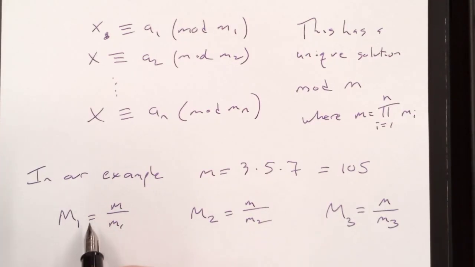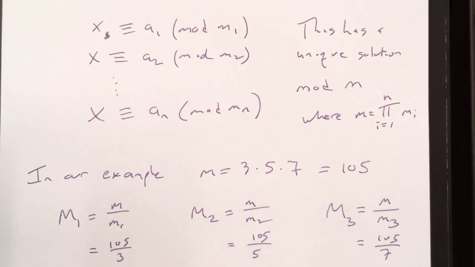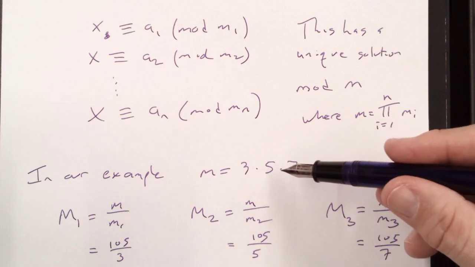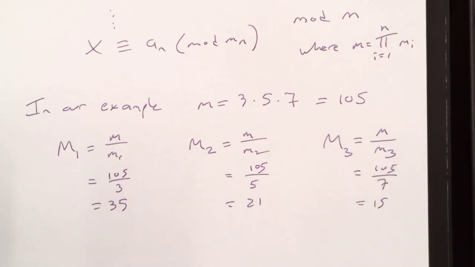So, in our case, this is 105 divided by 3. This is 105 divided by 5. This is 105 divided by 7. Give me the numbers. Right, if this is 3 times 5 times 7, when I divide it by 3, that's just 5 times 7. That's just 3 times 7, and that's 3 times 5.